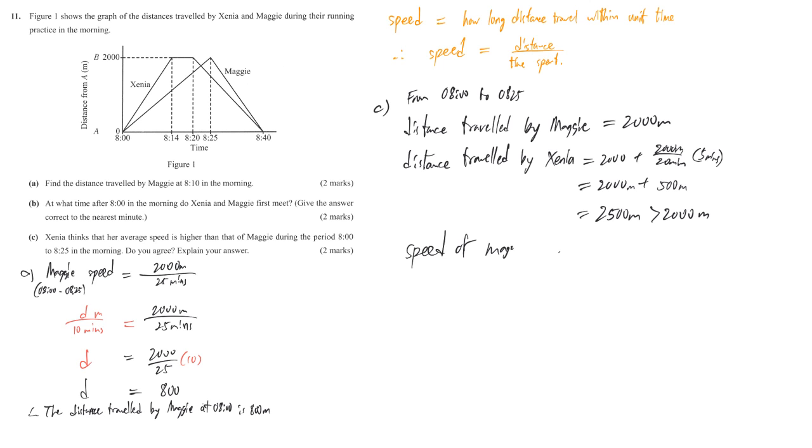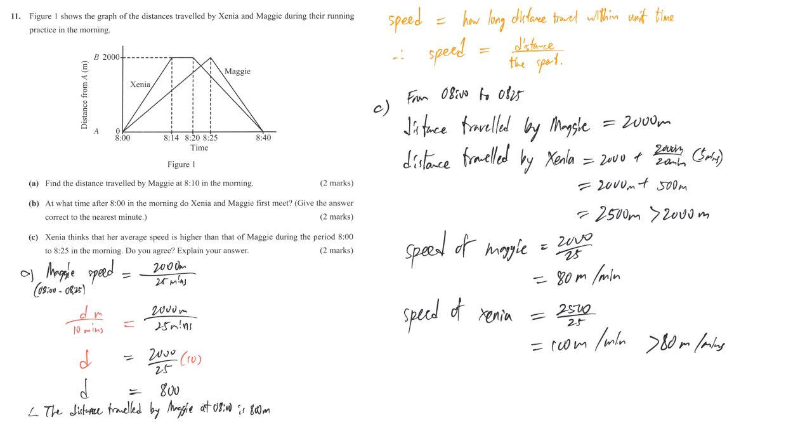Speed of Maggie is equal to 2000 divided by 25 minutes, so we have 80 meters per minute. Speed of Xenia is 2500 divided by 25, which is 100 meters per minute, larger than 80 meters per minute. So Xenia is faster. Agree with the statement.